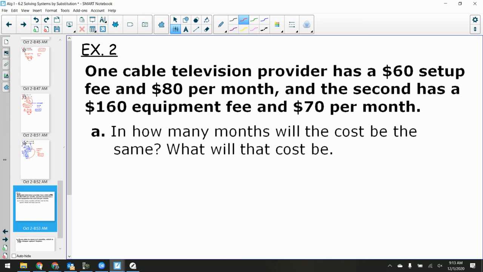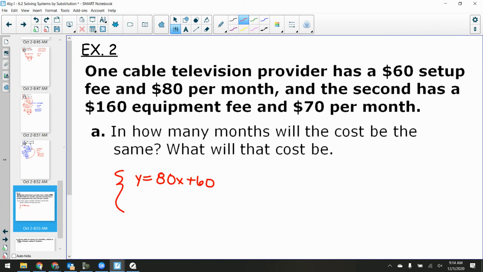Well, let's try to create a system. Let's try to create an equation. What's my first company's equation? $60 setup fee, $80 per month. What would that be? Somebody tell me. Baker. 60x plus 80, or 80x plus 60. Good. y equals 80x plus 60.